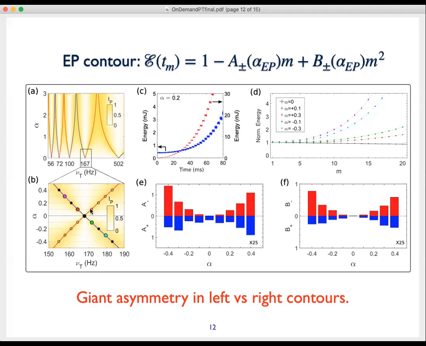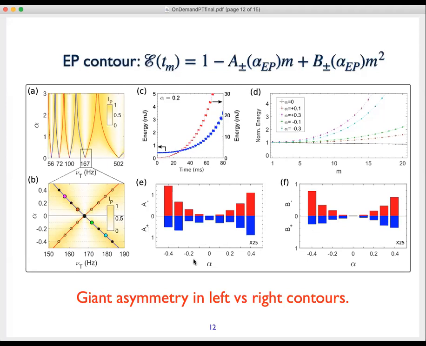Now these contours have equal slopes, actually equal and opposite slopes. We can characterize them, calculate them analytically, and all of that. But yet, when you go this way or that way, you see this giant asymmetry. And so what we do is we take this data, we fit it to this form, and extract these coefficients A and B, which characterize the quadratic growth that is expected along a 2nd order exceptional point contour. And these are the results for the coefficients A and B.